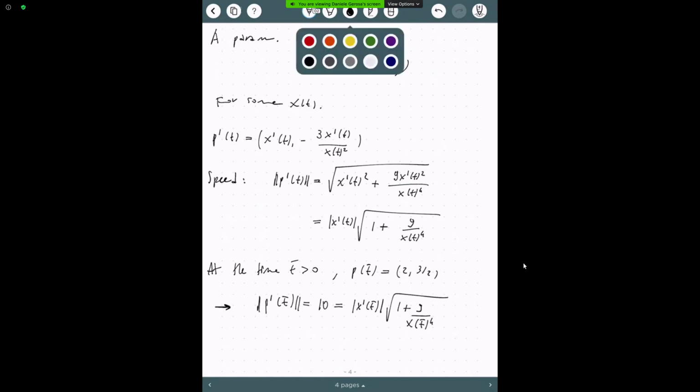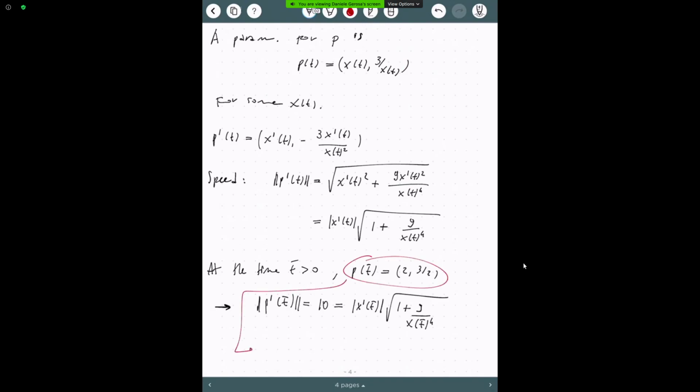Okay, now this, if you do the component-wise thing, actually gives us that this is equal to 2, right? And we can actually use this information to solve the equation at the previous line, because we know something.